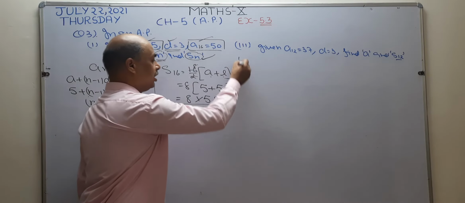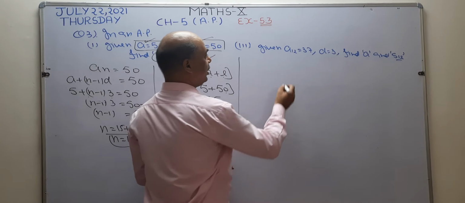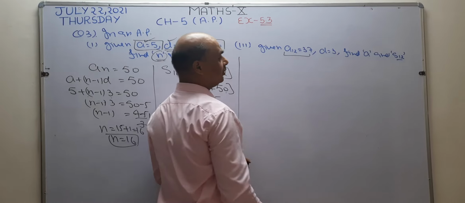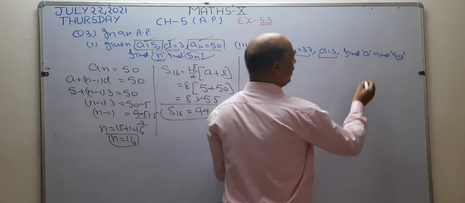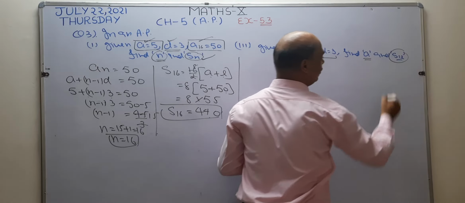Now let us solve its third part. Now see what is given. In this third part, the 12th term of an AP is given and the common difference is given. These two values are given. In this question we are going to find the value of the first term and the sum of 12 terms.